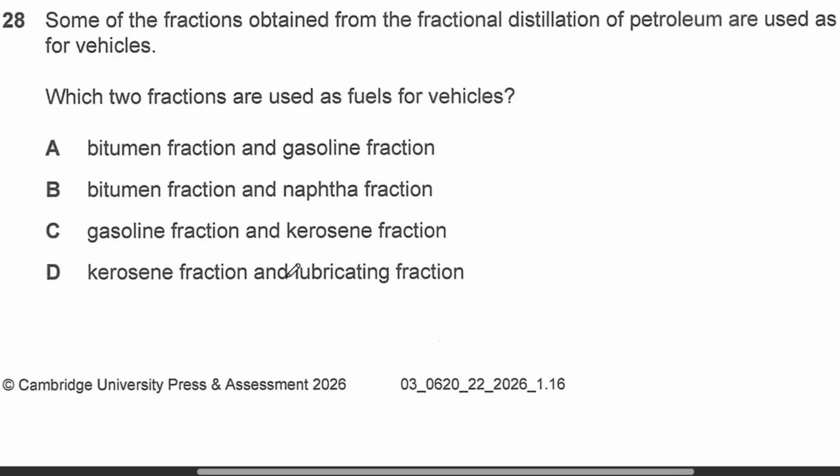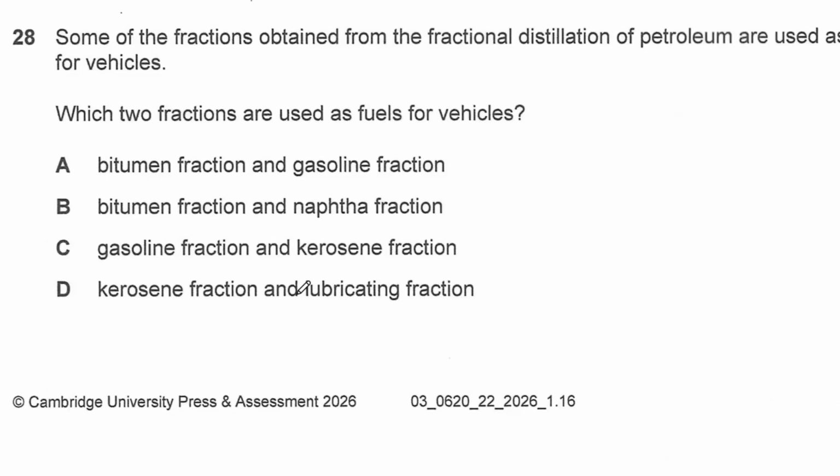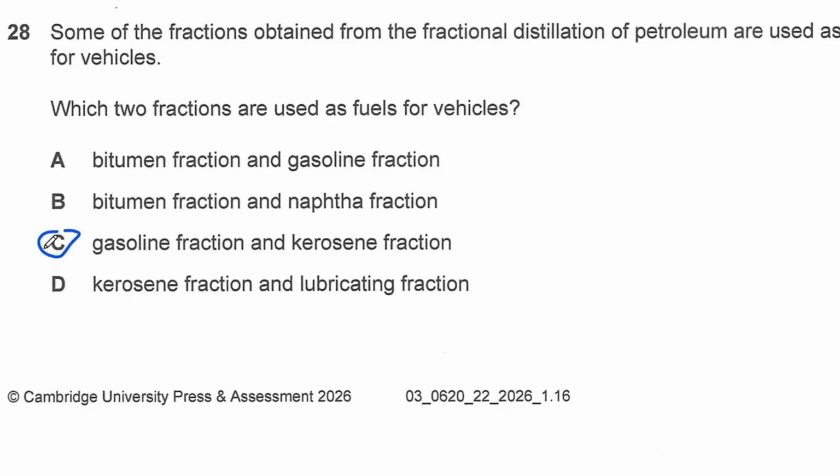Question 28. Some of the fractions obtained from the fractional distillation of petroleum are used as fuel for vehicles. Which two fractions are used as fuels for vehicles? Bitumen fraction and gasoline. No, we don't use bitumen fraction. Bitumen is for making roads and other things, construction of bridges. So options A and B are wrong. Option C, gasoline fraction and kerosene fraction. That is absolutely correct. These are the two fractions that are used as fuel for vehicles. D, kerosene fraction and lubricating fraction. We don't use lubricating fraction as fuels for vehicles. So the answer is C.